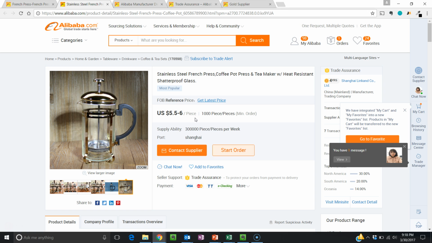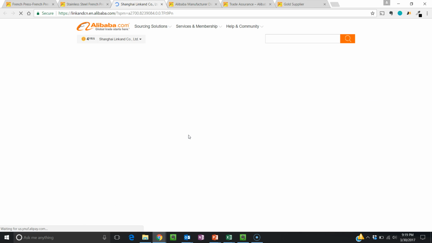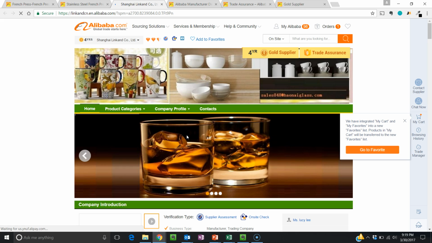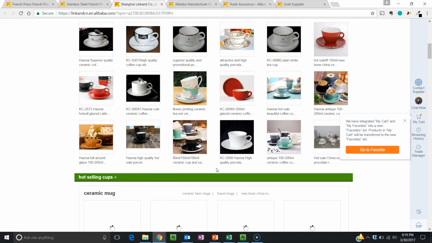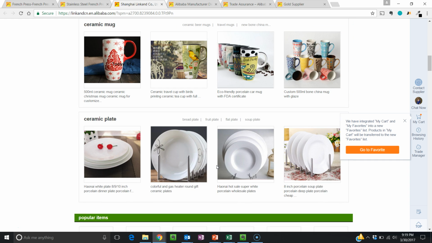And if you wanted to see the supplier themselves, you could always click on the supplier's link. And if you saw other products you liked, you could always ask about it. So, looking at this, it looks like they do bowls, they do coffee pots, so they do all kinds of stuff. So you might have a few different products you might want to ask for samples of.